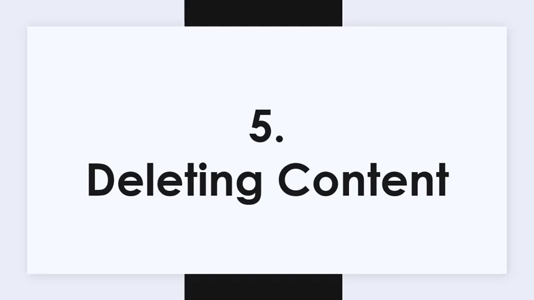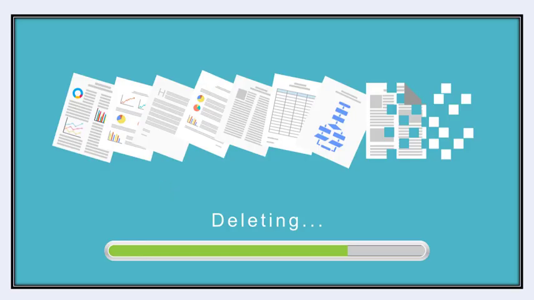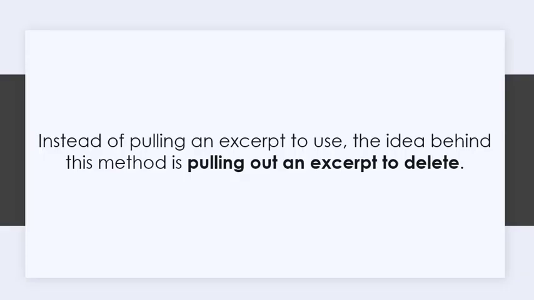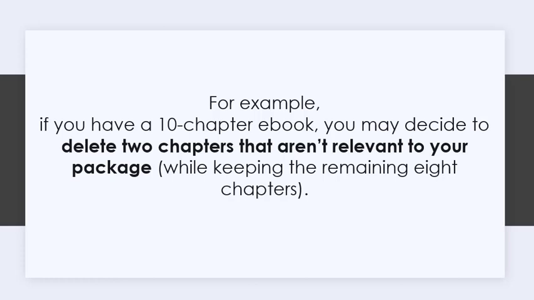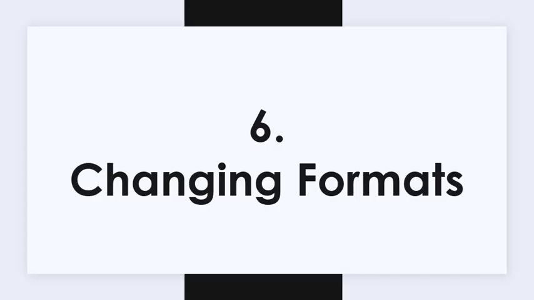Next up, deleting content. Now, instead of pulling an excerpt to use, the idea behind this method is pulling out an excerpt to delete. For example, if you have a 10-chapter ebook, you may decide to delete 2 chapters that aren't relevant to your package while keeping the remaining 8 chapters. Now, naturally, you will need to go through the remaining chapters, as well as the introduction and conclusion, to delete any references to the chapters or content you deleted.